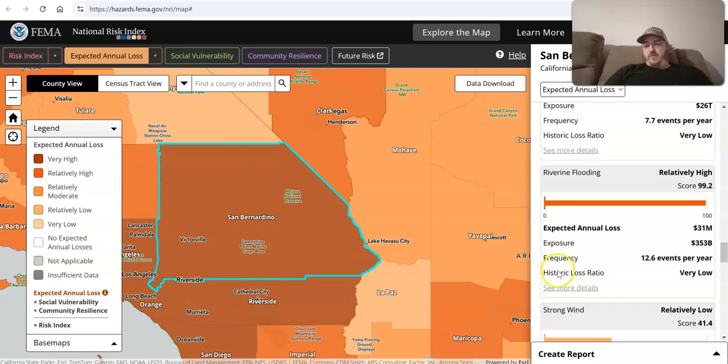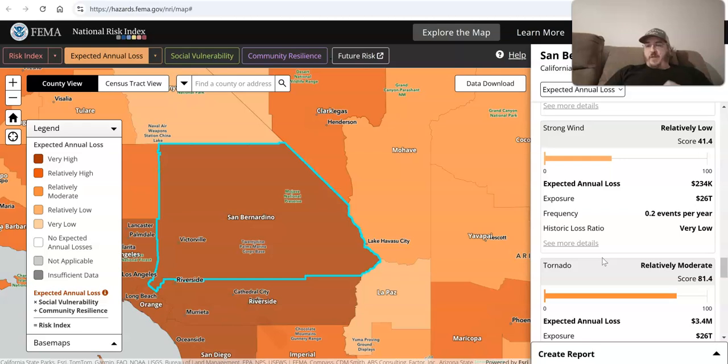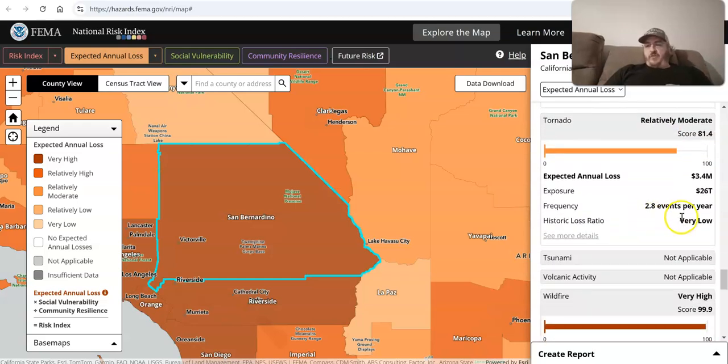There are mountains, and so I think it makes some sense why that happens. It just wasn't going to be the first thing that I was worried about. Strong winds, pretty low. Tornadoes, 2.8 events per year. So significantly more tornadoes than we have. But the risks don't always match up with their score.